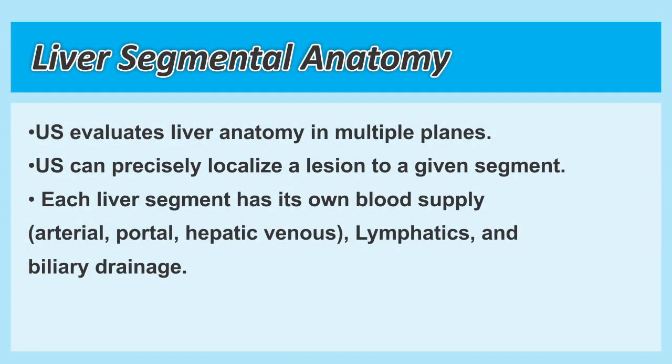Let's discuss the liver segments. Regarding the anatomy of the liver segments, ultrasound evaluates liver anatomy in multiple planes. Ultrasound can precisely localize a lesion to a given segment, and each liver segment has its own blood supply, including arterial, portal and hepatic venous, and also lymphatics and biliary drainage.